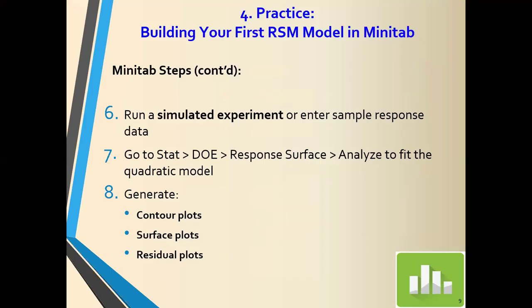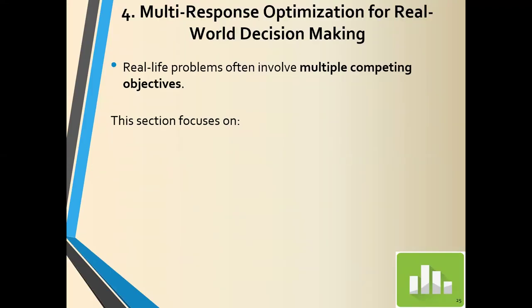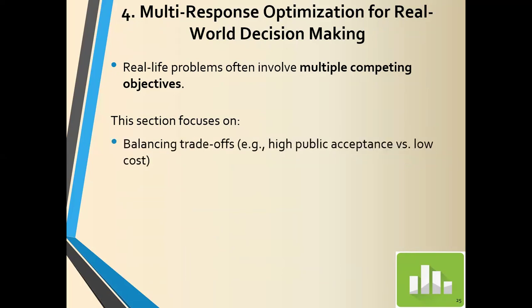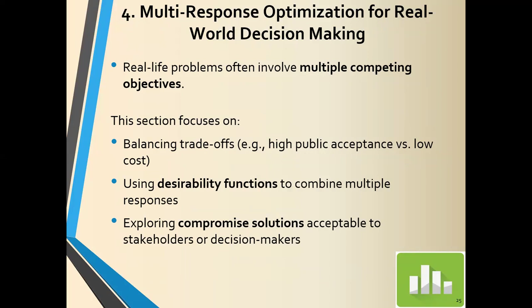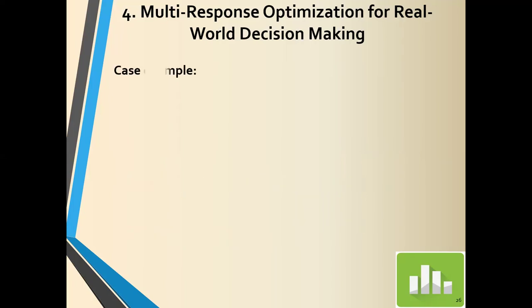So, multi-response surface for real-world decision making. In real life, problems often involve multiple competitive objectives. So this section focuses on balancing trade-offs, e.g., high topic acceptance or low cost, using desirability functions to combine multiple responses, and exploring compromise solutions acceptable to stakeholders or decision makers.